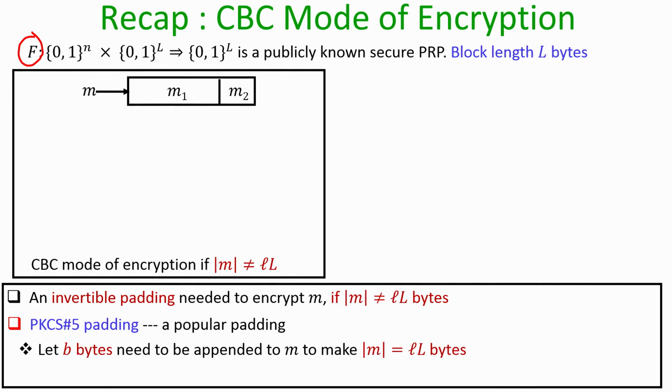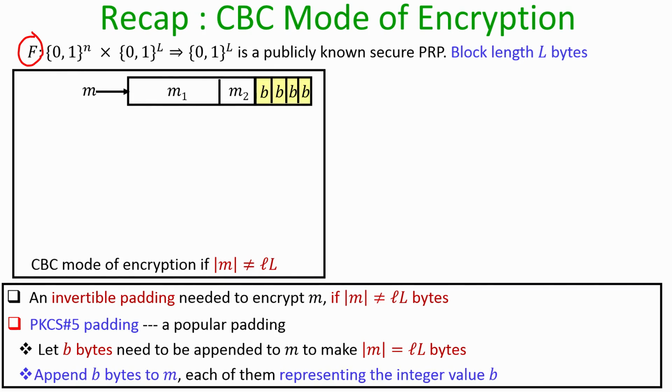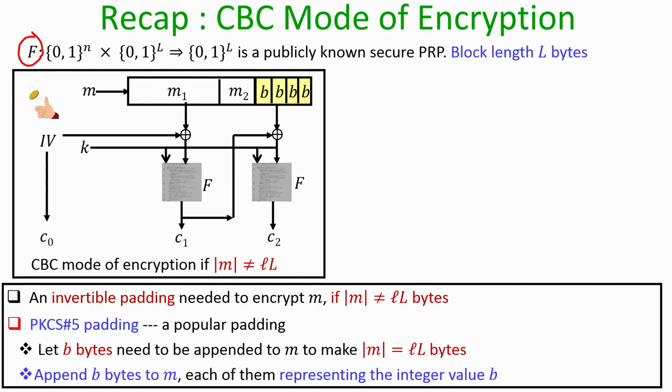And the idea of this padding is as follows. Imagine that B is the number of bytes which you want to append to the last block of the plain text to ensure that the number of bytes in the padded message is a multiple of big L. Once we identify the value of B, we pad those many bytes to the last block of the message, and each of those bytes represents the value B. Once we have the padded message, we compute the encryption as per the usual CBC mode of encryption.